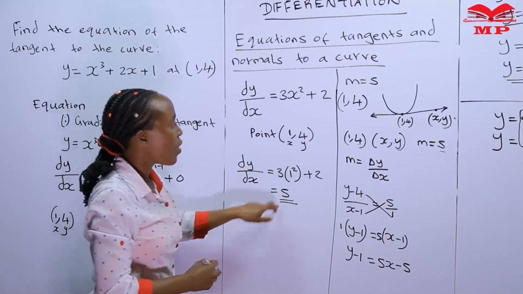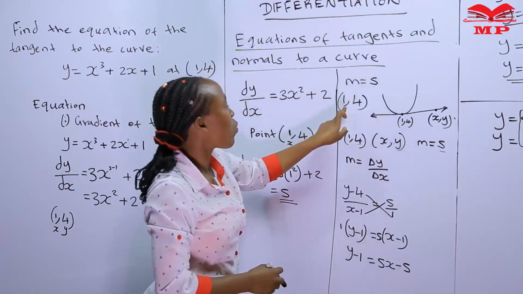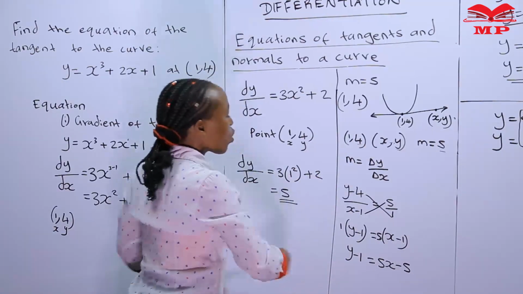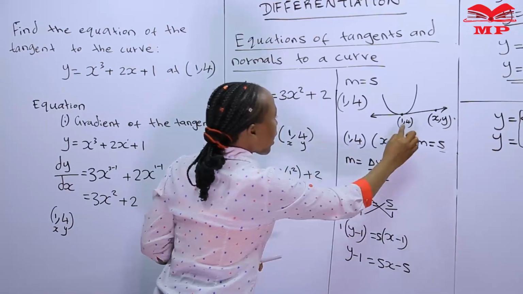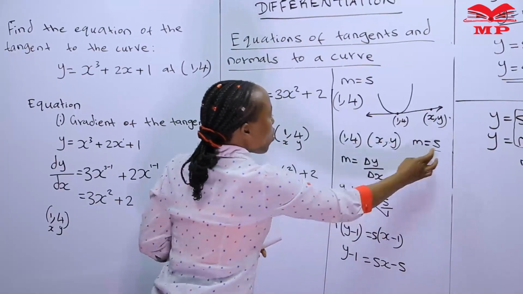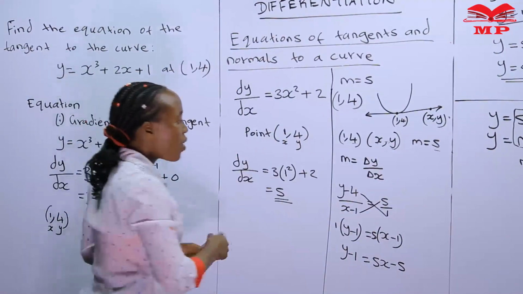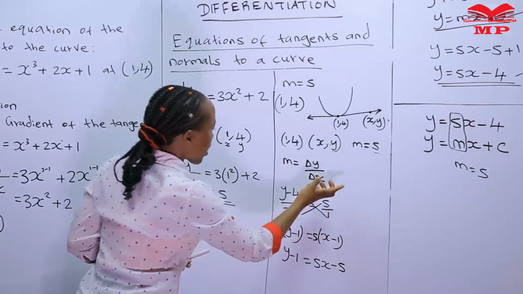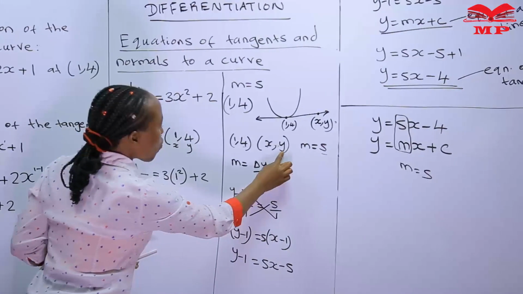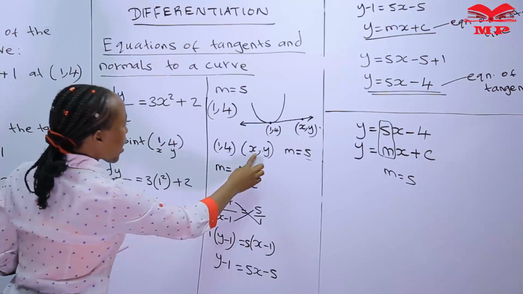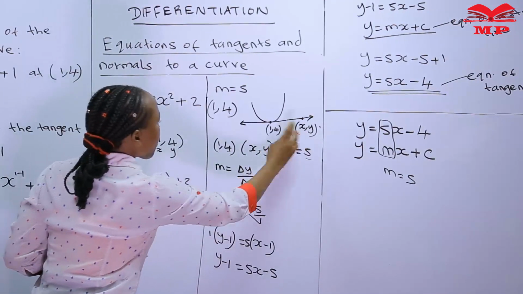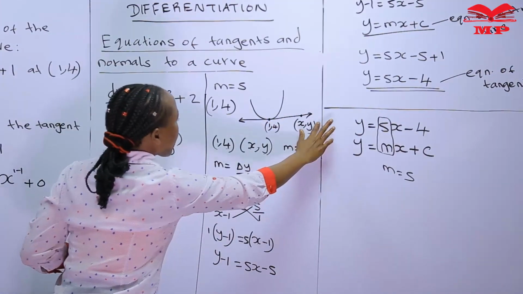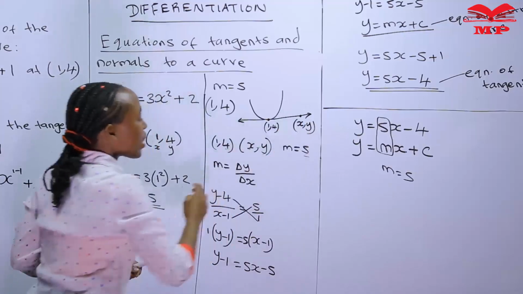Then after getting the gradient and we have the point, we can now get the equation. Because when we have the point, we get another imaginary point x, y. We have the gradient that is 5. And gradient is change in y all over change in x. Our change in y, we have y minus 4. So this x, y is an imaginary point. It is another point on the tangent, it can be on whichever side.